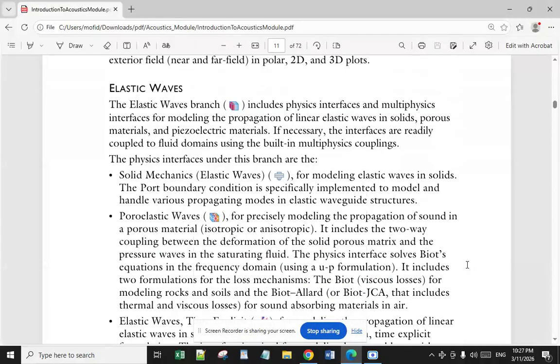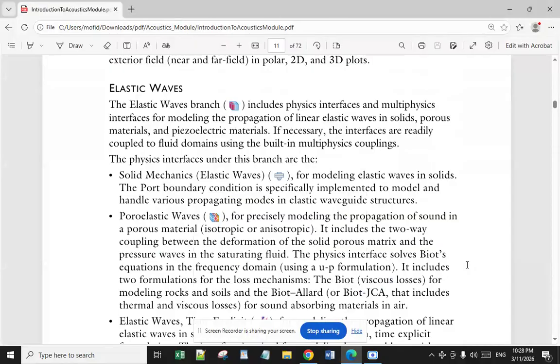The chapter on elastic waves. The elastic waves branch includes physics interfaces and multiphysics interfaces for modeling the propagation of linear elastic waves in solid, porous materials and piezoelectric materials. If necessary, the interfaces are readily coupled to fluid domains using the built-in multiphysics couplings.